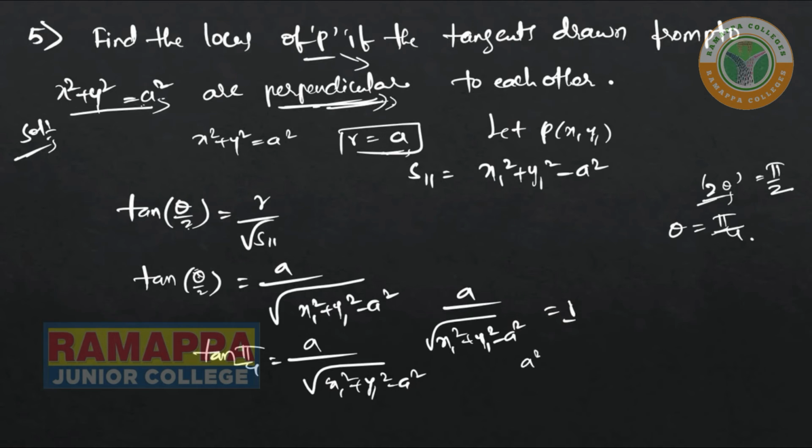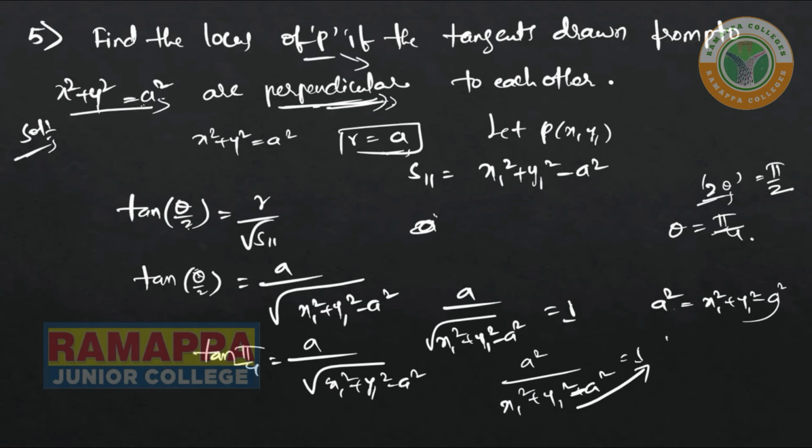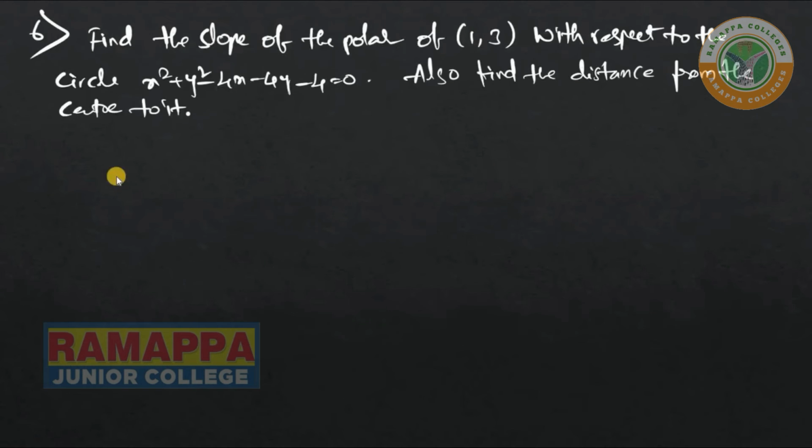Squaring on both sides, a square divided by x1 square plus y1 square minus a square is equal to 1. So a square is equal to x1 square plus y1 square minus a square. Bringing minus a square across, 2a square is equal to x1 square plus y1 square. So the locus of P is x square plus y square is equal to 2a square. This is the answer to the fifth question. Now moving to the sixth one.